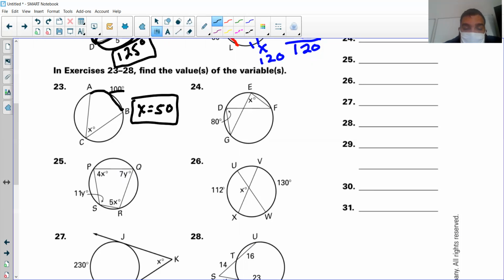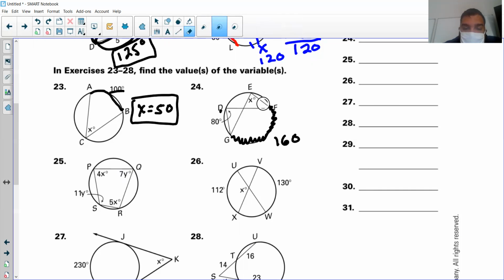Here, look at the angle D; it goes from here to here, G to F. So it's talking about the arc here. What would be the arc here if this is 80? Well, if it's half when you go inside, it's going to be double when you go outside. So this is 160.